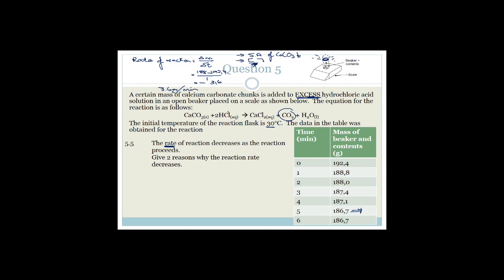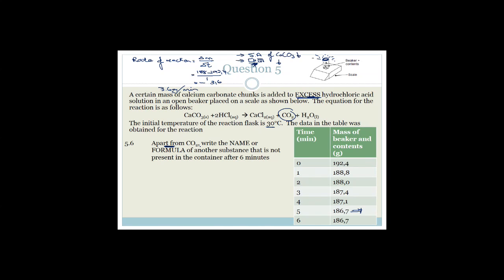Also, we are using up the HCl. So that means the concentration of the HCl is also decreasing as the reaction progresses. And that is why we end up with slower reactions as we go.